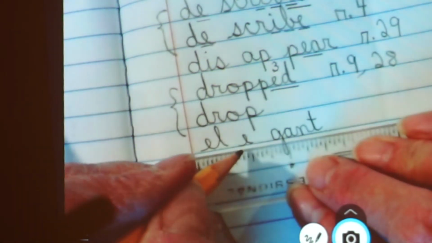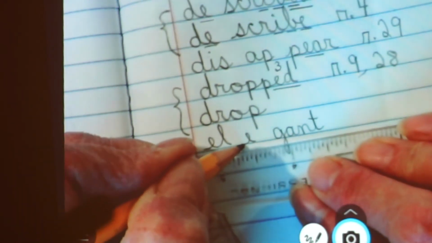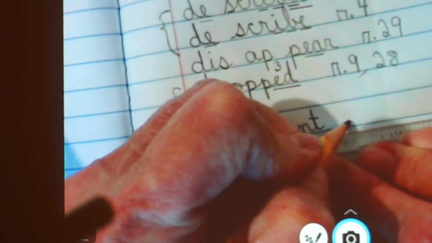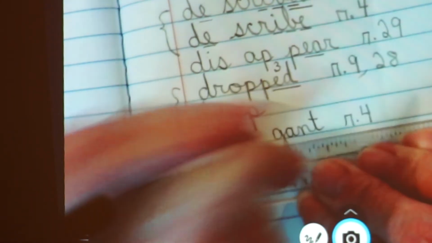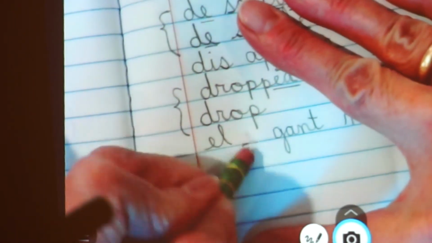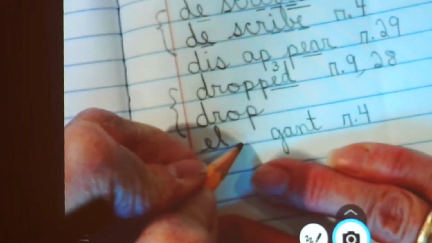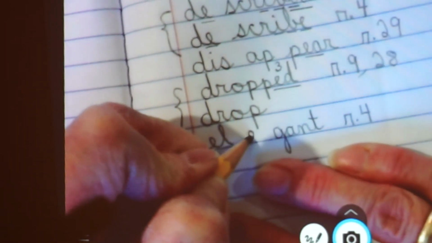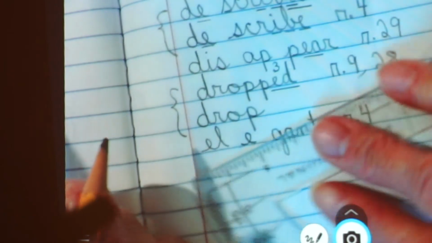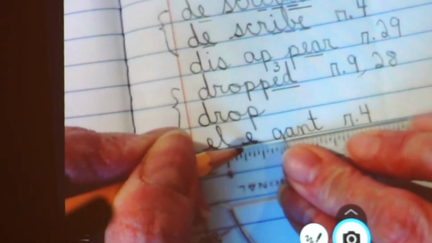All we have to do here is Rule 4 for the second E. It says its second sound because it's at the end of a syllable. You know what? I'm going to redo that one. My E looks almost like an I. Let's just make sure it's got the loop in the middle. It's a little bit better. And we'll underline it.